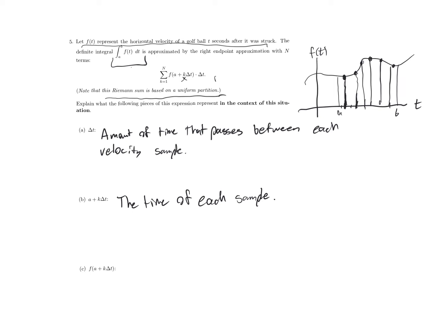What will f of a plus k delta t mean? Well, if this is a time, if this is a t, what is f of t? That's the velocity of the ball at each time. Yeah, not so much more I need to say here. I'm going to move on to the next page.